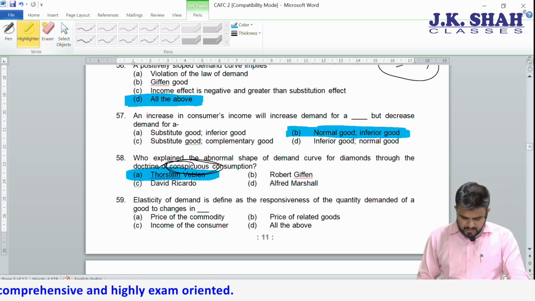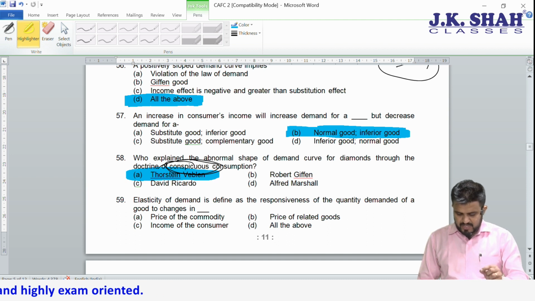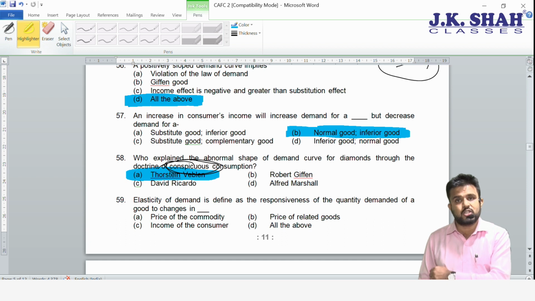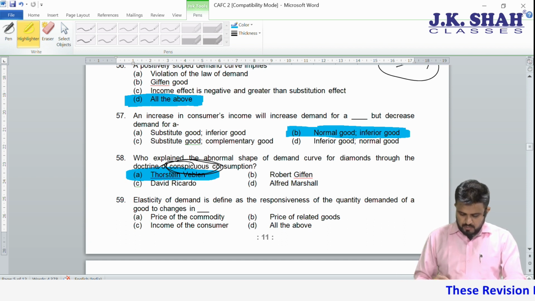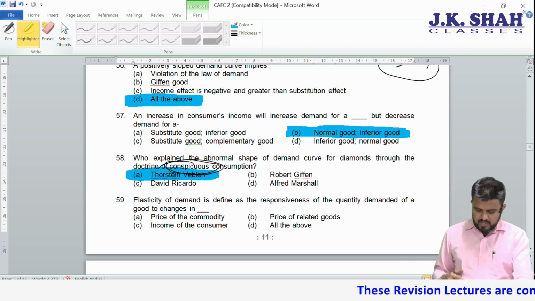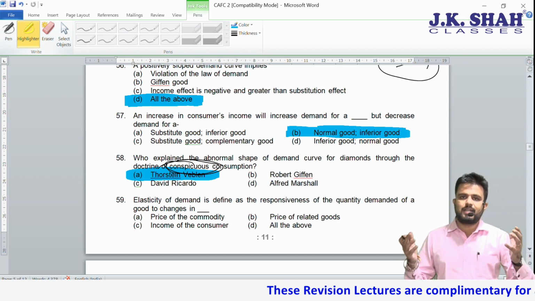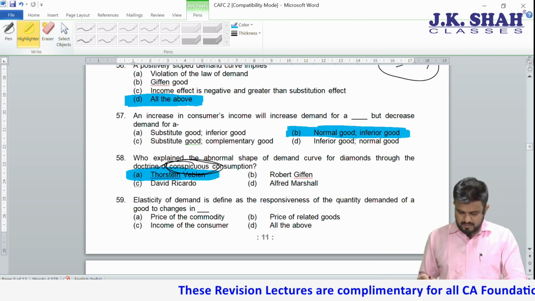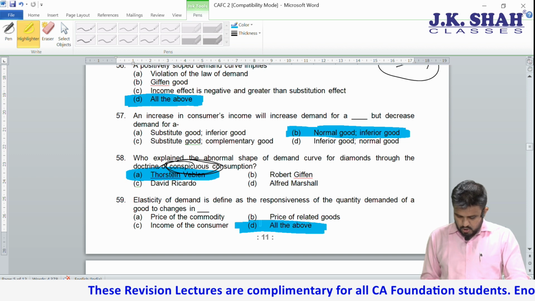Next, 59. Elasticity of demand is defined as a responsiveness of the quantity demanded of a good to a change in dash. Price of a commodity, price of related commodity, income. So can I say it is price as well as other factors? So all of the above.